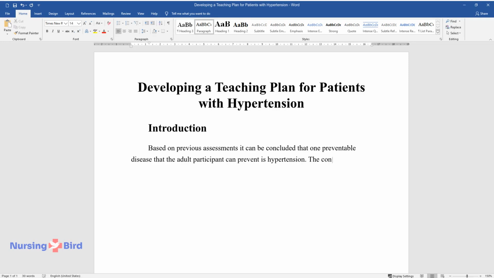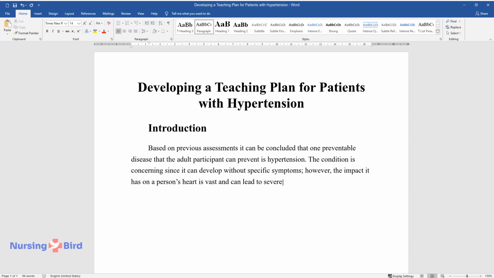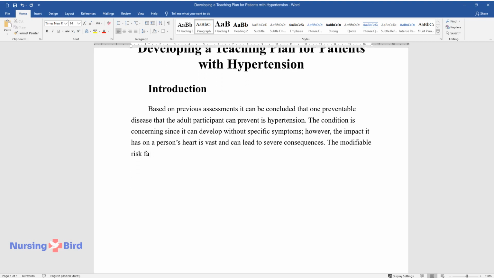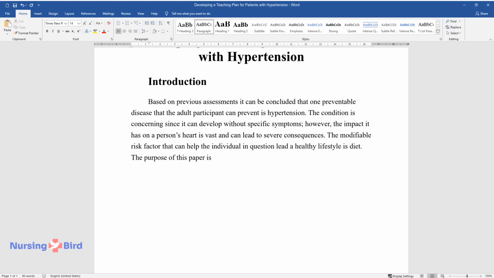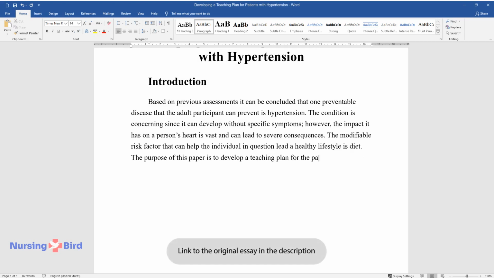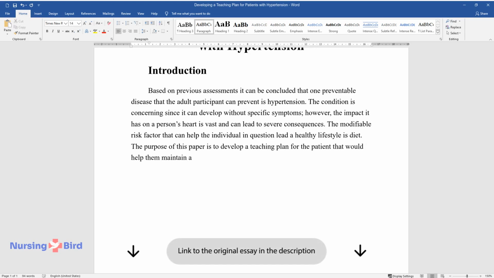hypertension. The condition is concerning since it can develop without specific symptoms. However, the impact it has on a person's heart is vast and can lead to severe consequences. The modifiable risk factor that can help the individual in question lead a healthy lifestyle is diet. The purpose of this paper is to develop a teaching plan for the patient that would help them maintain a healthy lifestyle and avoid hypertension in the future.